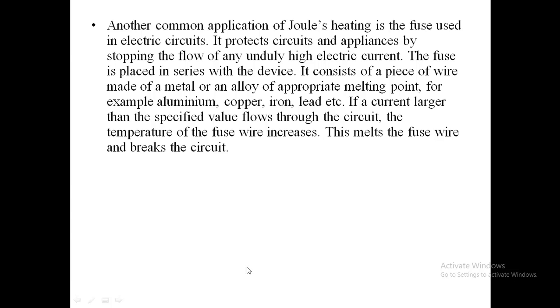So what does a fuse consist of actually? It consists of a piece of wire made of metal or an alloy of appropriate melting point. So normally you have to select the material whose melting point is appropriate. That means whenever a high amount of current passes, it should melt immediately to protect the device as well as the home. For example, aluminum, copper, iron, lead, etc.